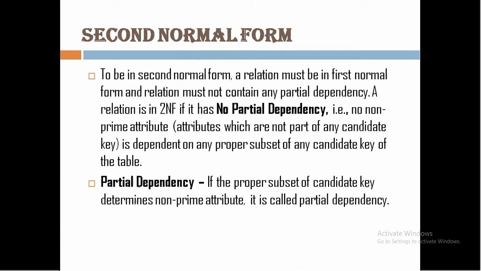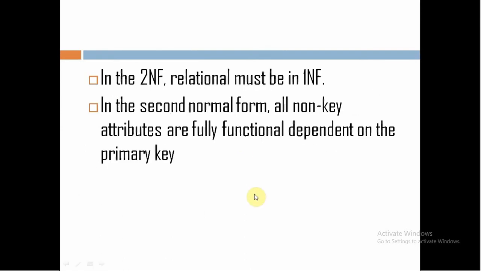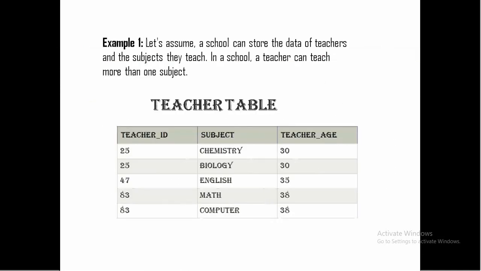Partial dependency means suppose you have more than one attribute in the primary key. Let A be a non-prime key attribute. If A is not dependent upon all prime key attributes, then partial dependency exists. In this, the relation must be in 1NF and all non-prime attributes, non-key attributes, are fully functionally dependent on the primary key. Let's take an example here.